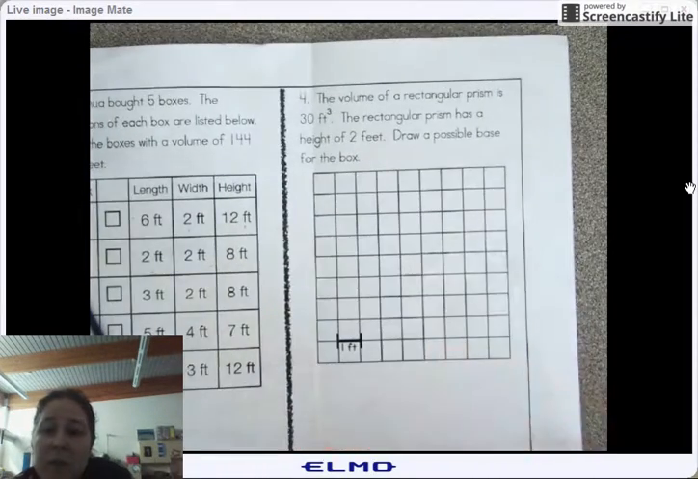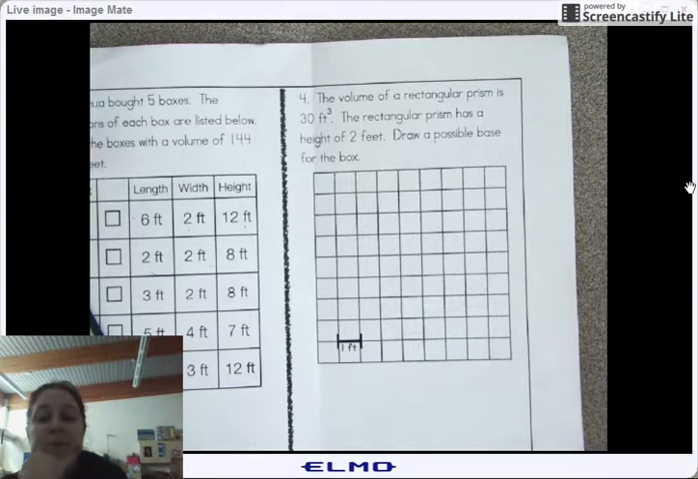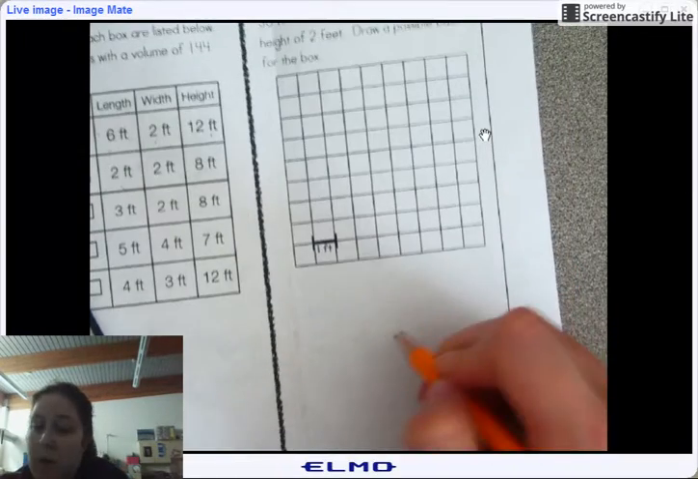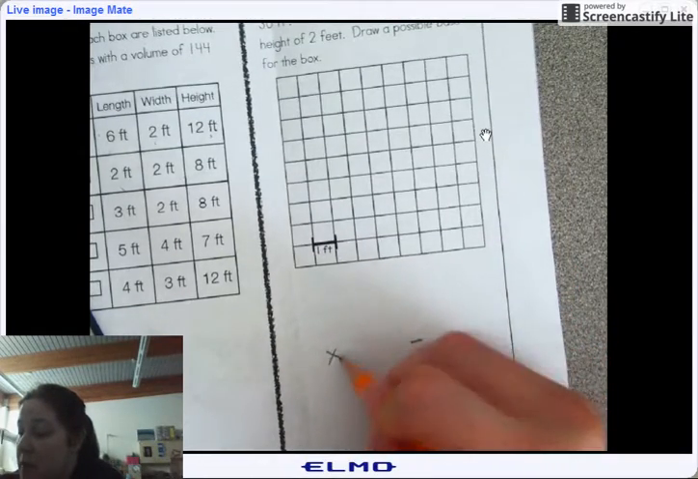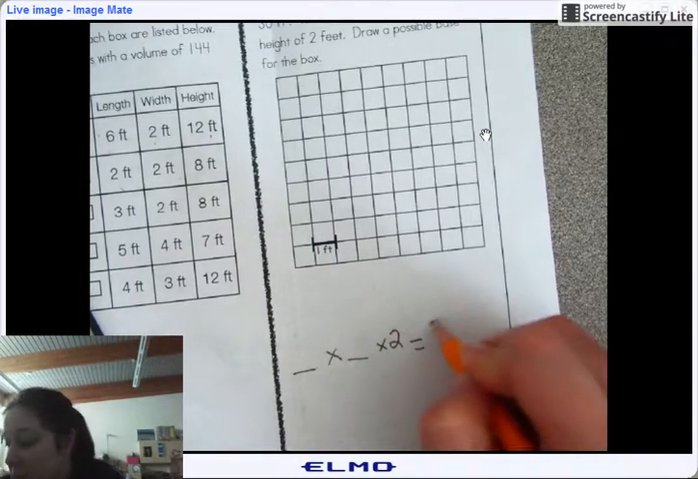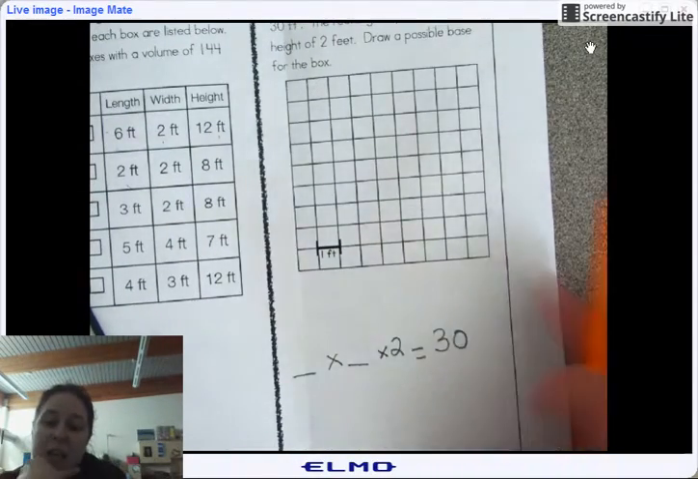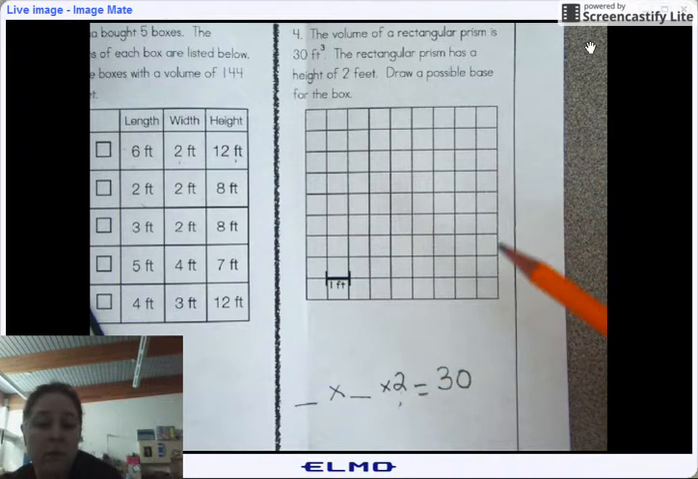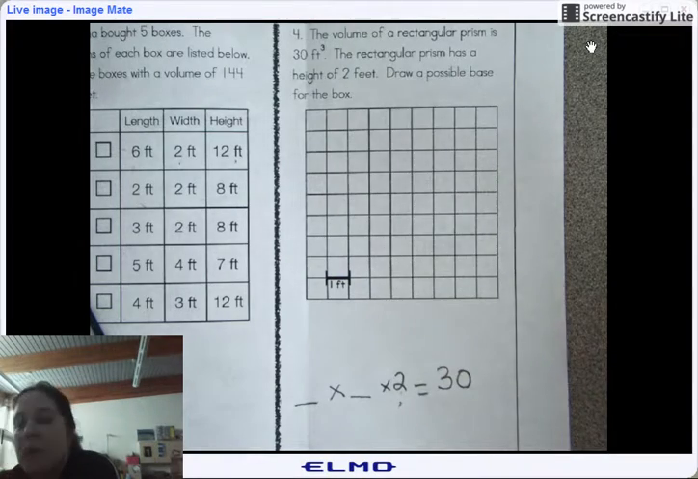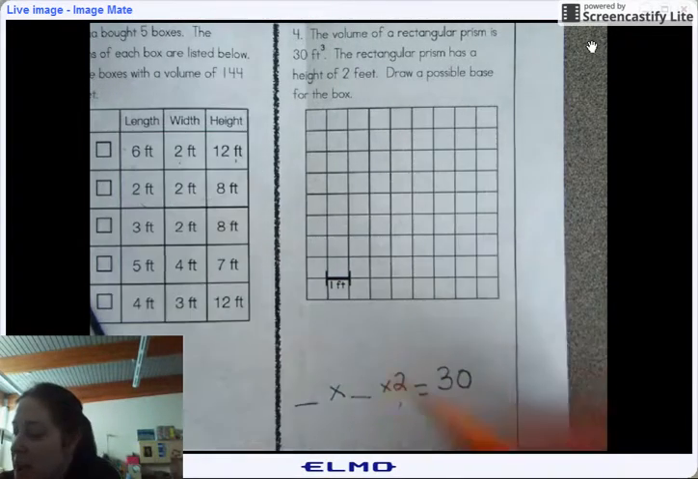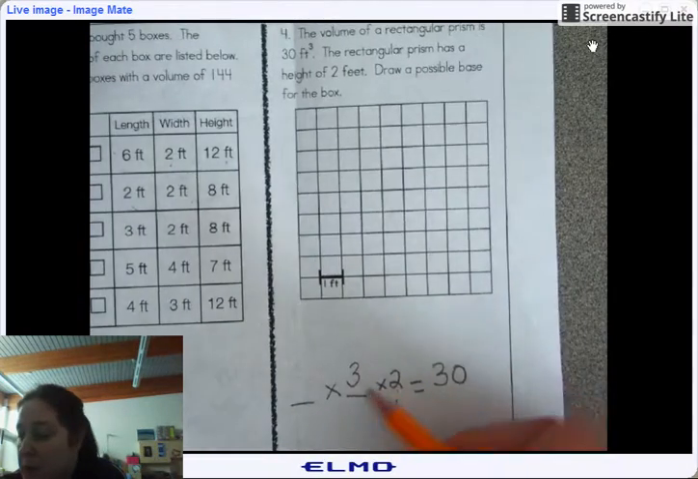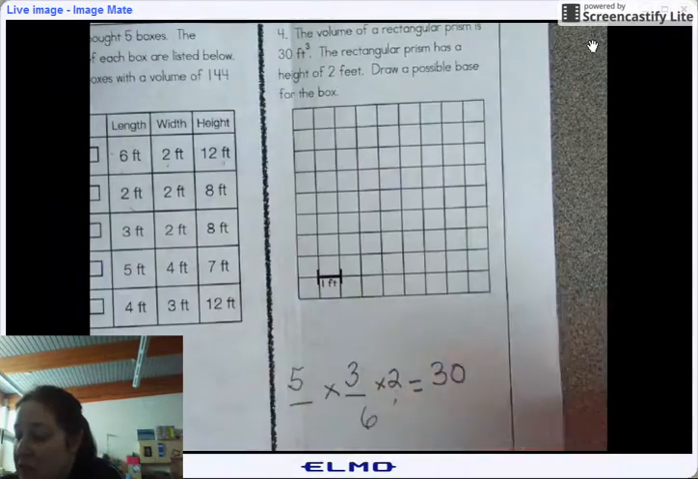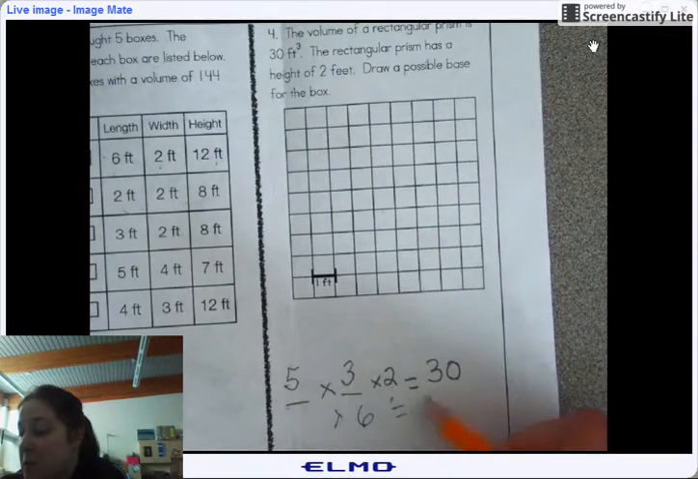Okay. The volume of the rectangular prism is 30 feet cubed. The rectangular prism has a height of 2 feet. Draw the possible base for the box. Okay, so what it wants you to do is a number times 2 equals 30, because the height is already given to us. It's 2. Well, when you think about it, if I did 2 times 2, I would get 4. 4 times what number equals 30? Well, that wouldn't work. But I could possibly do a 3, right? 2 times 3 equals 6. And then my other number could be a 5. And I could do 6 times 5 equals 30.